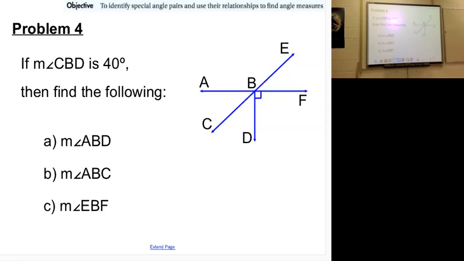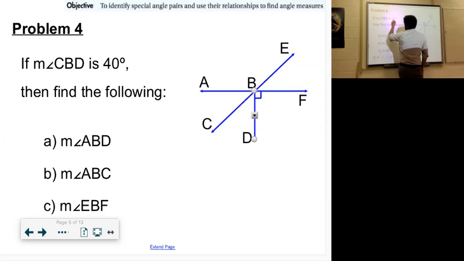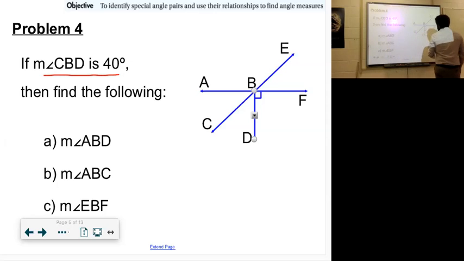If the measure of angle CBD is 40 degrees, then find the following, and then we have 3 angle measures to find. So first off, we have our diagram here, and I want to locate angle CBD right now. So angle CBD is this angle right here, and it measures 40 degrees, as stated. Right, so we're going to tie in all the information we covered yesterday to kind of make sense of this concept here.